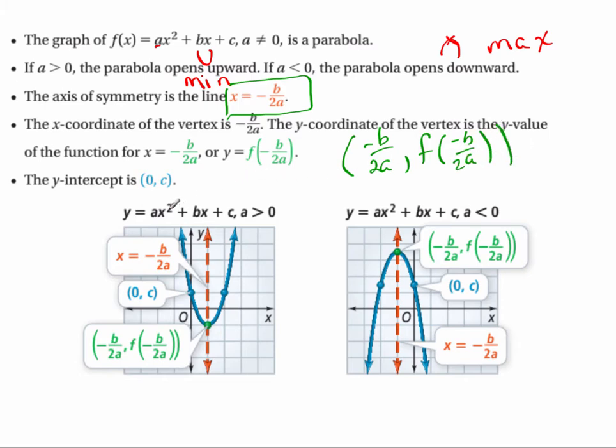Now, intercepts. The y-intercept is going to be 0, c. So when x is 0, it'll intercept the y-axis. For the x-intercepts, we're going to need to do some factoring. So we'll do that a little bit later.